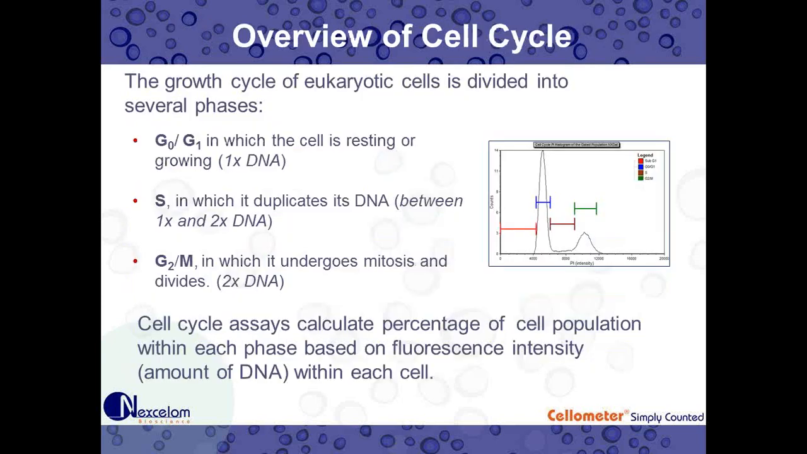So I'm going to review some of the more popular cell-based assays. For cell cycle, we're looking at the different phases of the cell cycle. So in the G0, G1 phase, the cell is resting or growing. There's typically a fixed amount of DNA. If we look at cells in the G2M phase, where they're ready to undergo mitosis and divide, there is double the amount of DNA. And then cells in between in the S phase are in the process of duplicating their DNA for division. Our cell cycle assay calculates the percentage of cell population based on the fluorescence intensity.